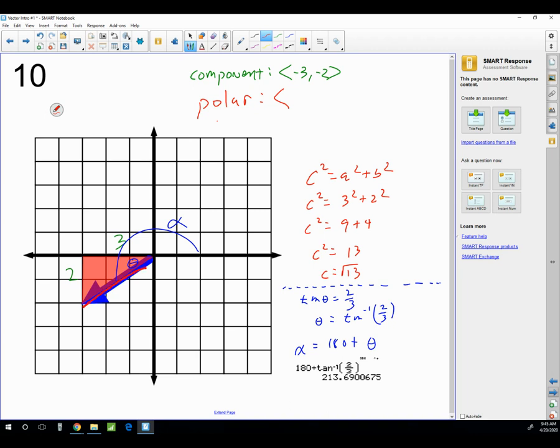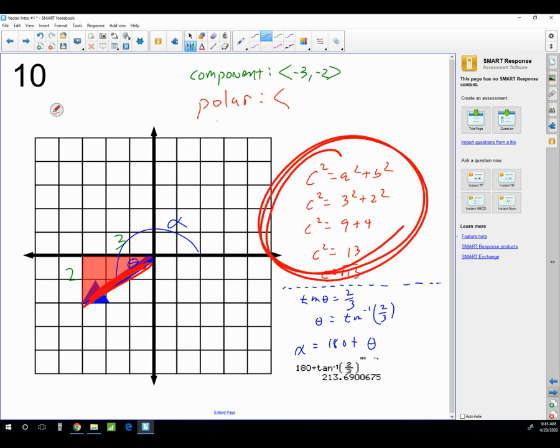Keep in mind, the hypotenuse is the magnitude. Everybody should be able to do the Pythagorean theorem to find that to be root 13, and the magnitude is root 13. At Socrative, I'll give you the option to type root 13 or you can make it a decimal. And then if we were to find theta right here, now theta is not the direction, alpha is the direction, but theta is found this way, and then we'd have to add 180 to it to get 213.69.